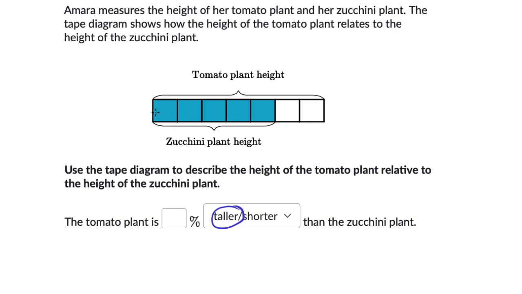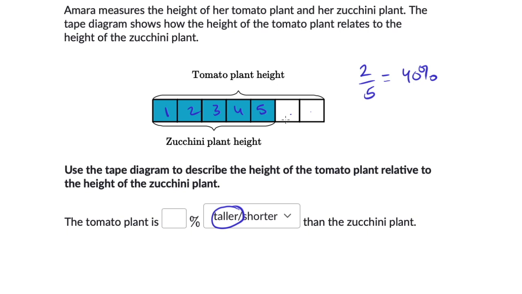Well, we can see the zucchini plant is 1, 2, 3, 4, 5 units. And the tomato plant is 2 more of those units. So whatever 2 out of 5 is, that's the percent increase to go from the zucchini plant to the tomato plant. So 2 over 5, you might recognize that's the same thing as 4 over 10 or 40 over 100, which is equal to 40%.